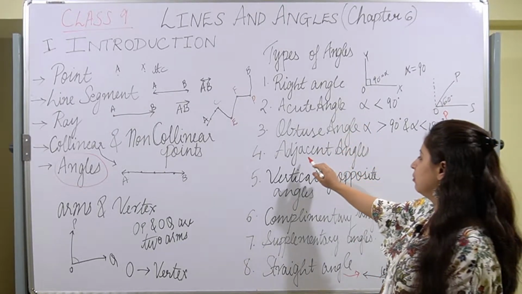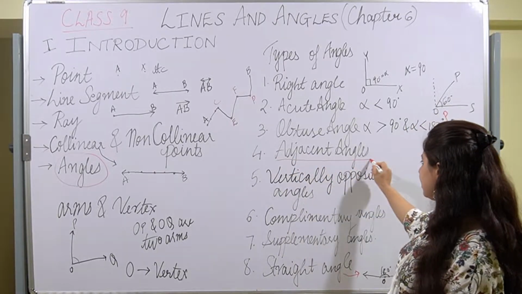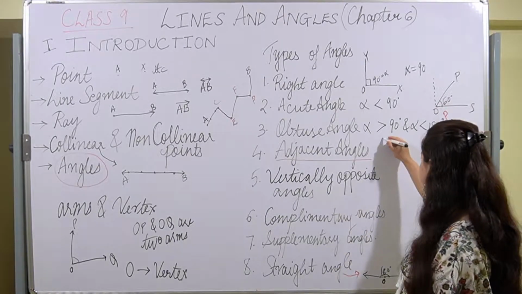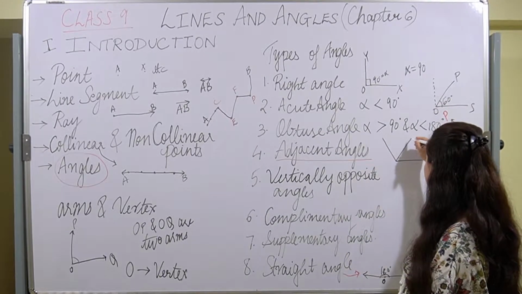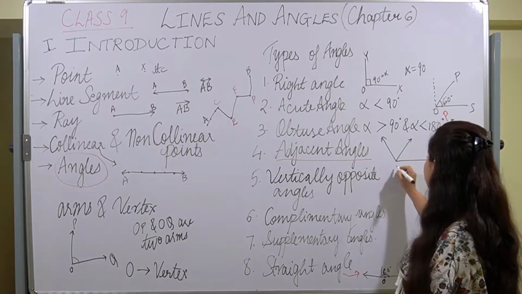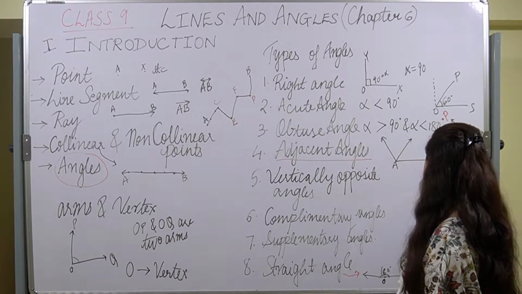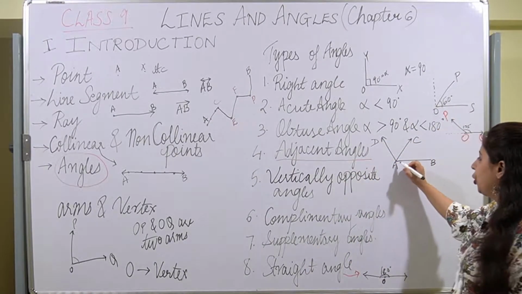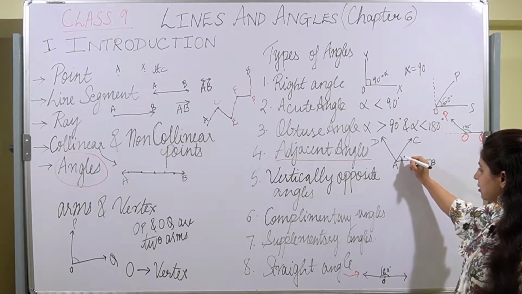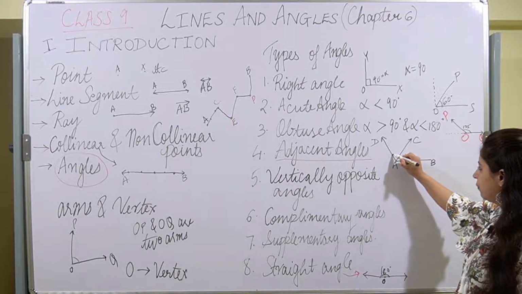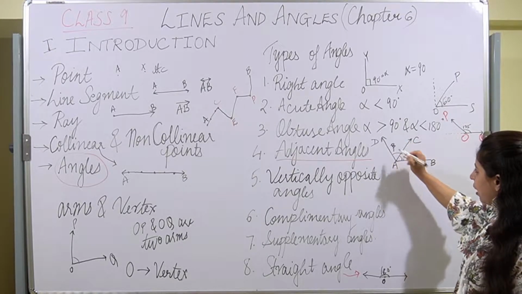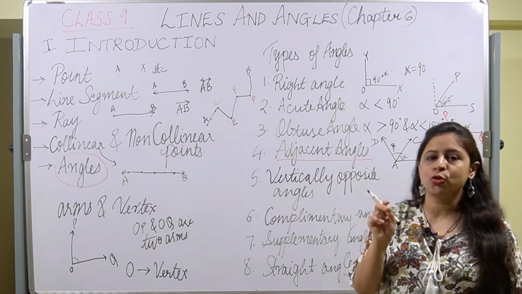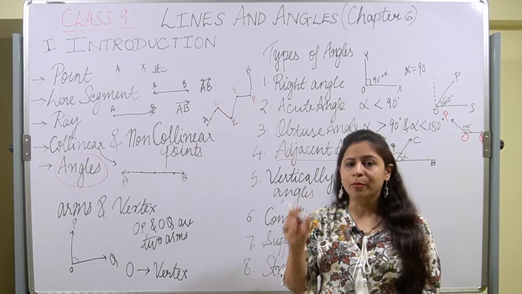Now we come to the adjacent angles. What are adjacent angles? For the adjacent angles, there are basically two conditions. Let us say this is A, vertex A, this is B, this is C, and this is D. Two angles are said to be adjacent. Let us say this angle to be alpha, and let us say this angle to be beta. For the two angles to be adjacent angles, they should have a common vertex and a common arm.